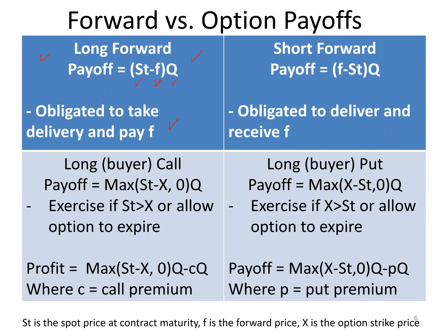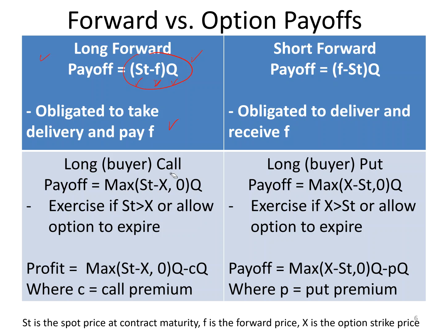Now, one way of thinking about a call is simply a long forward in which you have the option to walk away. So, if you own the call, if you're the buyer of a call option, instead of getting ST minus F times Q, we just rename that F and call it the strike price, and I usually use K or X as the variable for the strike price. If you exercise that call, you will get a payoff of ST minus the strike. However, you can always walk away. So the worst case is you get zero profit, zero cash flow at maturity because you walked away.